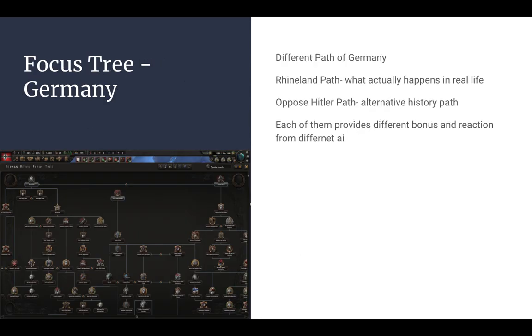This is an example of a focus tree. This one is for Germany, and it has mainly two different paths: one is violent and one is opposed to Hitler. The violent path is what actually happened in real life, so the player can roleplay it and learn about history during the gameplay. The opposed-to-Hitler path is an alternate history that shows the player what could have happened.